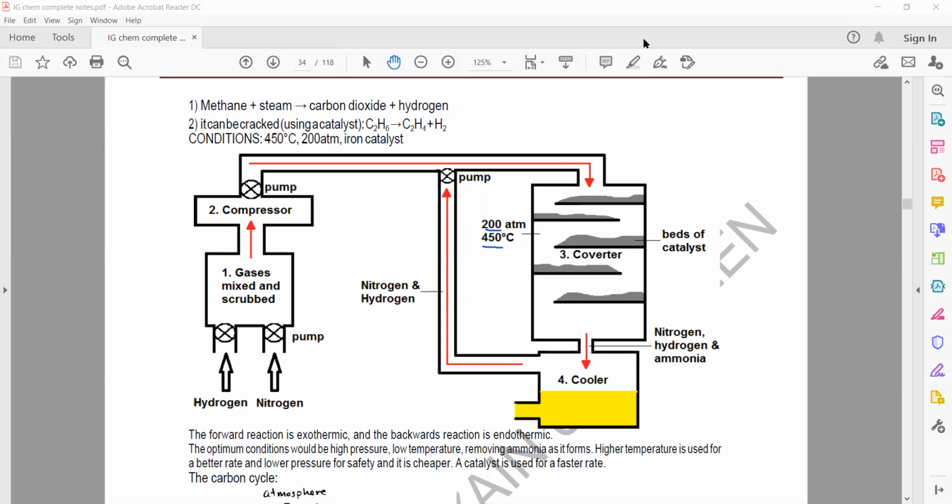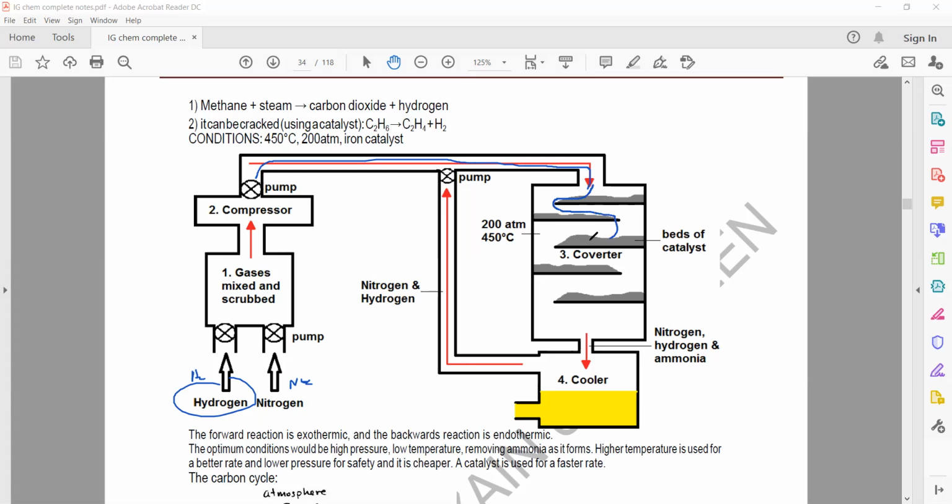So just a quick revision, what happened? Hydrogen and nitrogen are added. From where do we get nitrogen? From fractional distillation of air. Hydrogen is obtained by cracking or by the reaction of methane with steam. These gases are further compressed at high pressure, around 200 atmospheres, and the temperature is around 450 degrees centigrade.